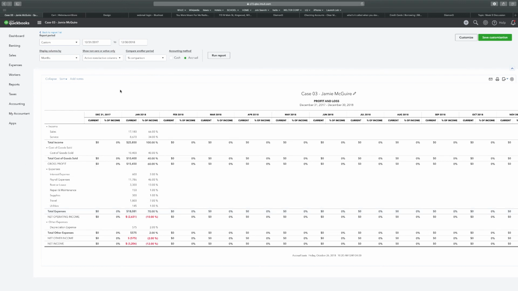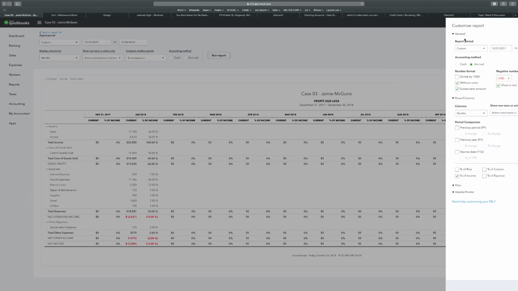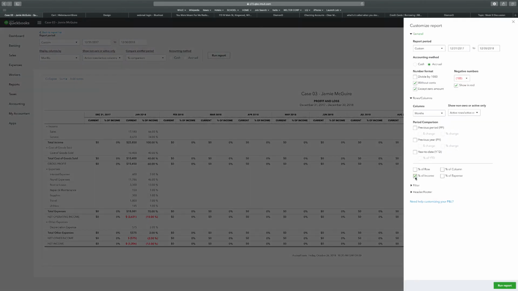But this is your profit and loss in general. You can change things over here. You can go to customize and change them over here. You can get rid of the percent of income. You can look at percent of expenses. Now, it depends on what you want to look at.